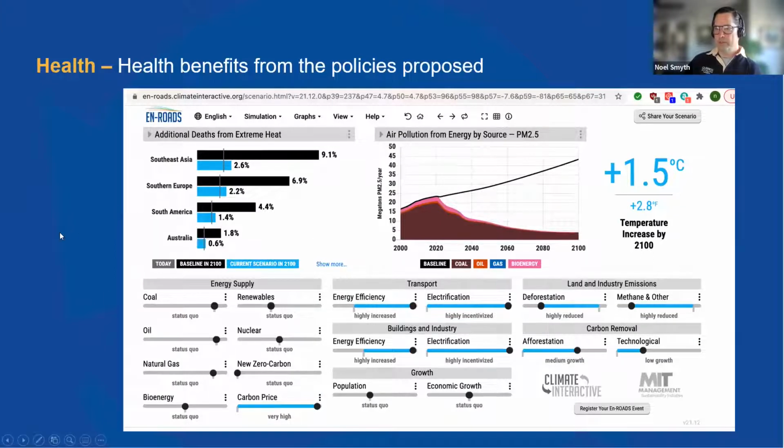And we're going to go ahead and dive into the health benefits. This is also one of my favorite views. You can see on the right the dramatic impact from reducing the burning of fossil fuels, primarily coal. I will note that this is largely due to the carbon price. The chart on the left shows the reduction in additional deaths from extreme heat. Combined, these two charts depict dramatic health benefits due to these policies.